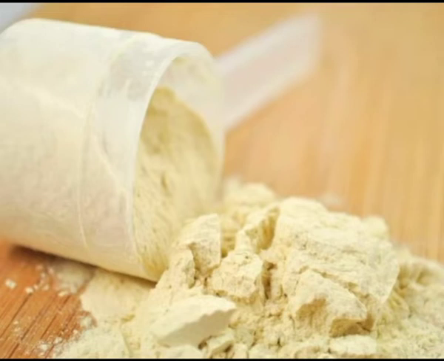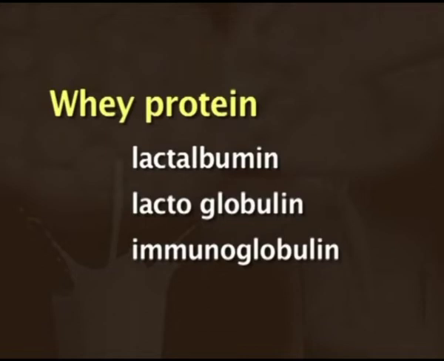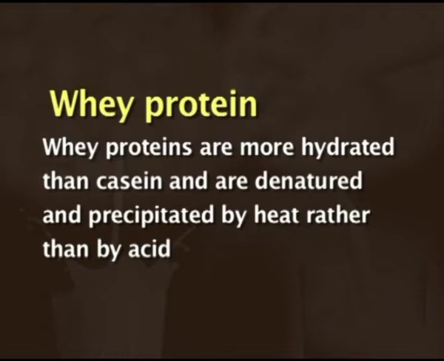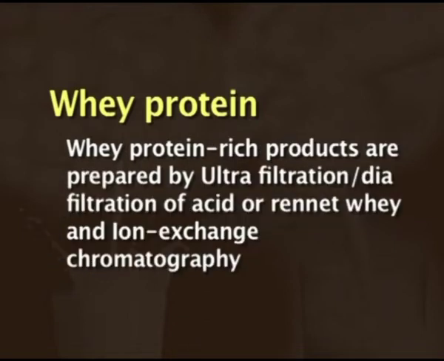Now the 20% of the protein of the milk is what we call the whey proteins, and the important whey proteins are lactalbumin, lactoglobulin and immunoglobulins. Whey proteins are more well hydrated and they cannot be separated from the milk upon acidification, but they get coagulated from the milk when they are heated to very high temperatures. These whey proteins have a very important role to play because they have very good biological value, and therefore they can be separated by the ultrafiltration technique or the diafiltration technique commercially.